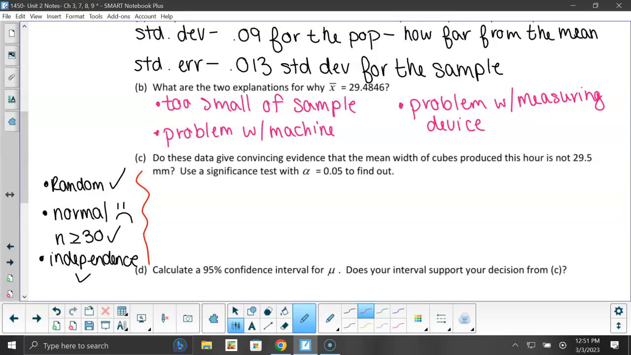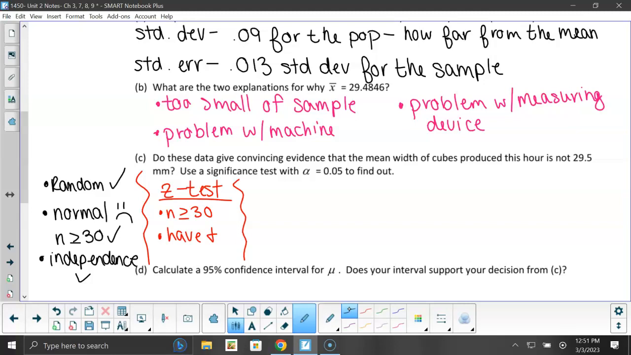All right, so I'm definitely going to have to do some kind of test. Am I going to use a z-test or a t-test? Z. Why z? Yep, so it's a z-test. Two main reasons. n is greater than 30. Second reason is I have my standard deviation.